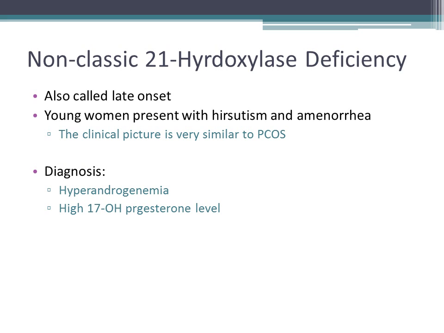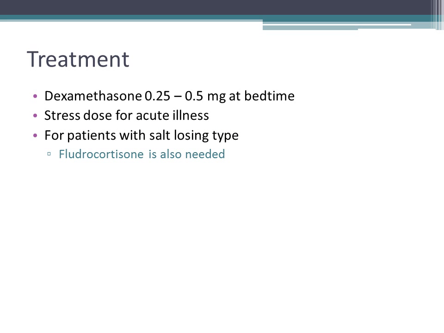The non-classic 21-hydroxylase deficiency is what we as adult endocrinologists see more of. They're called late onset, and typically those are young women who present with hirsutism and amenorrhea. The clinical picture is very similar to polycystic ovary syndrome. However, they have elevated levels of 17-hydroxyprogesterone, which gives us the diagnosis. Also, they have hyperandrogenemia, meaning maybe elevated DHEAS level, elevated testosterone level, or free testosterone. So these are some features of this condition in adults.